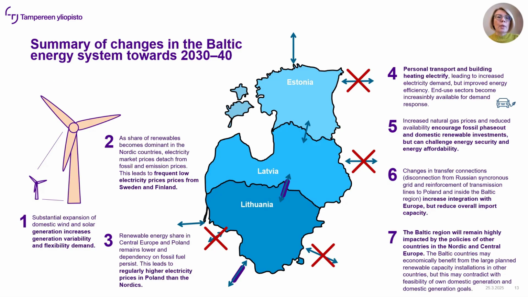In conclusion, I would like to repeat the Baltic energy system changes by 2040. Substantial expansion of domestic wind and solar generation increases generation variability and flexibility demand. A share of renewables becomes dominant in the Nordic countries. Electricity market prices detach from fossil and emission prices. This leads to frequent low electricity prices in Sweden and Finland.